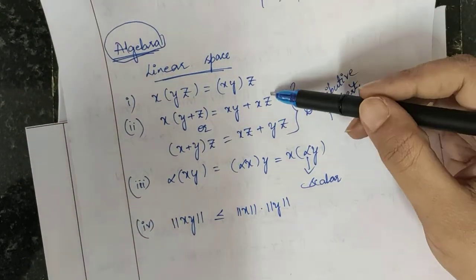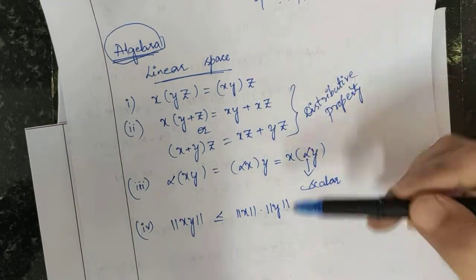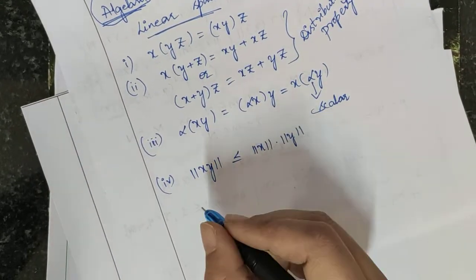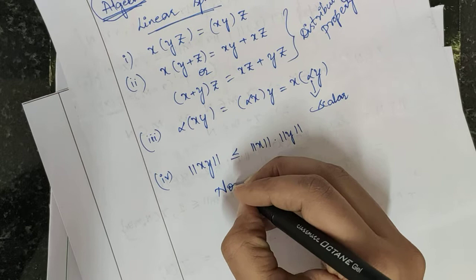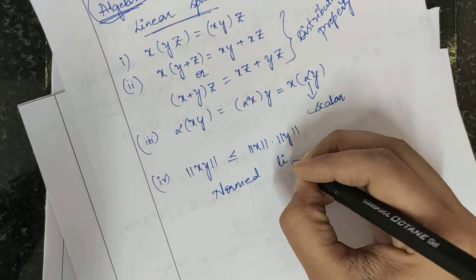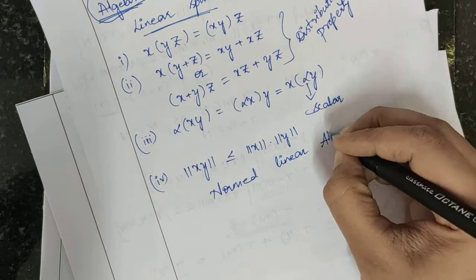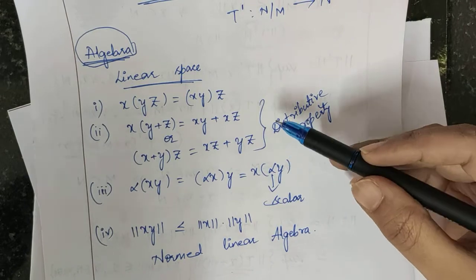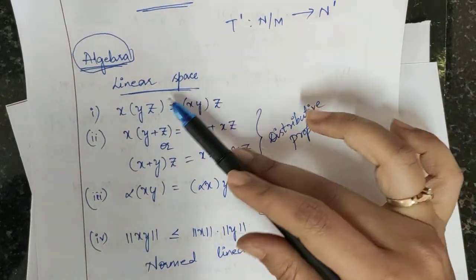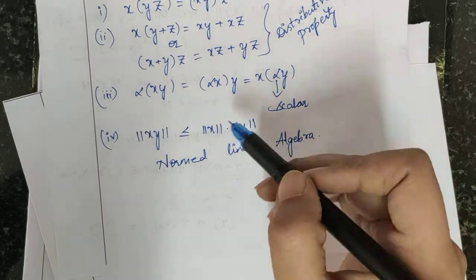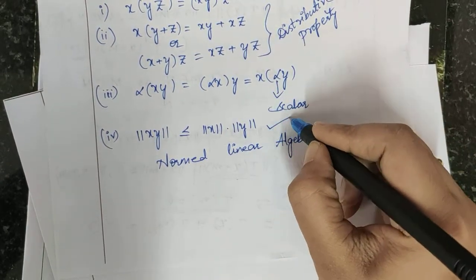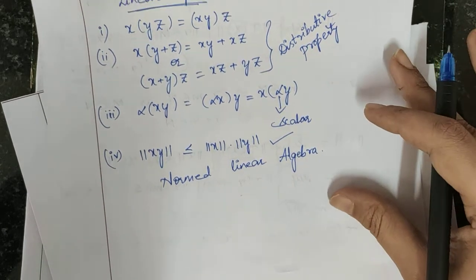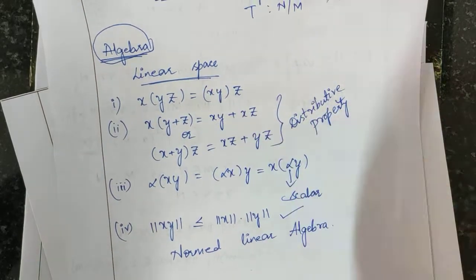If any vector satisfies these three conditions, along with that if it satisfies this fourth condition also, then that particular algebra is called a normed linear algebra. I hope you can understand the difference between algebra and normed algebra. So an algebra is said to be a normed linear algebra if, along with these three conditions, the vector satisfies the fourth condition also. If the fourth condition is not satisfied, then those vectors are said to be an algebra itself.